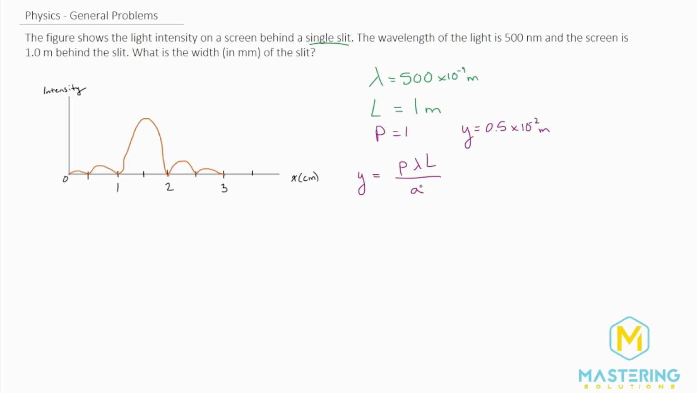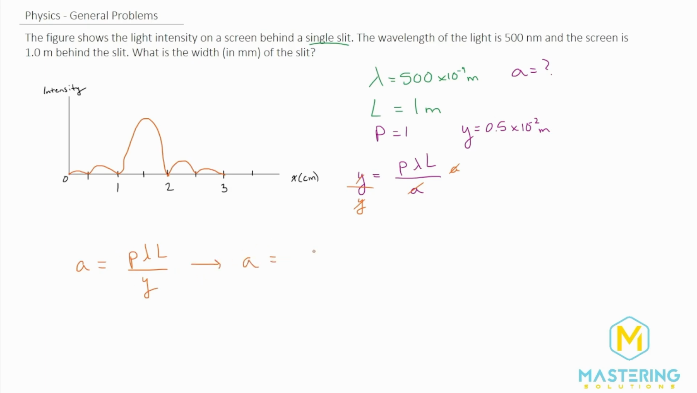Now in the equation, a is the width of the slit. So that's what we're trying to solve for. So let's rearrange this equation for that. We'll multiply both sides of the equation by a, and we'll divide both sides of the equation by y. So that gives us a is equal to p lambda L over y. And now we have everything, so all we have to do is plug and chug.